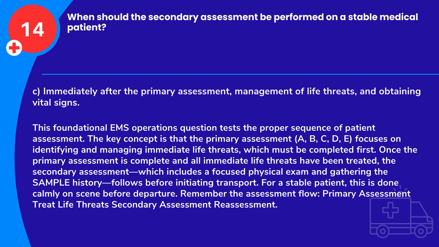This foundational EMS operations question tests the proper sequence of patient assessment. The key concept is that the primary assessment, A, B, C, D, E, focuses on identifying and managing immediate life threats, which must be completed first. Once the primary assessment is complete and all immediate life threats have been treated, the secondary assessment, which includes a focused physical exam and gathering the SAMPLE history, follows before initiating transport. For a stable patient, this is done calmly on scene before departure. Remember the assessment flow. Primary assessment. Treat life threats. Secondary assessment.